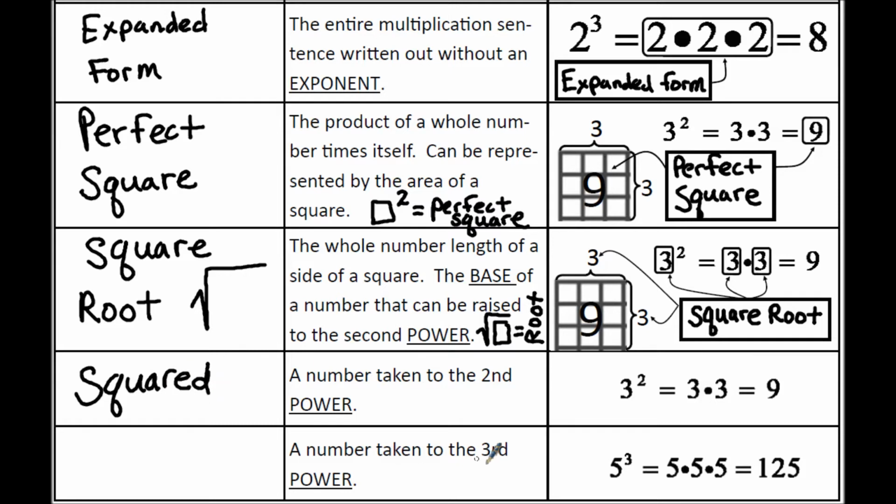A number taken to the third power. So if I take 5 to the third power, I do 5 times 5 times 5, which gives me 125. Another word for raising something to the third power is we can say that I cubed the 5. So 5 cubed is equal to 125.